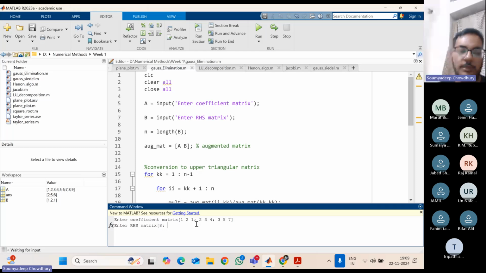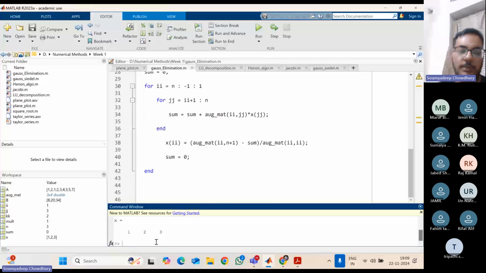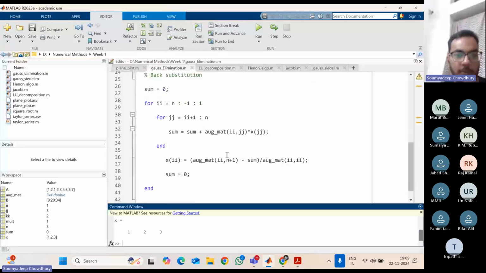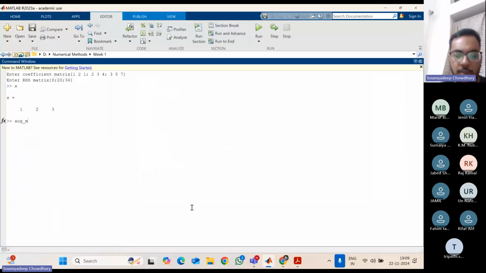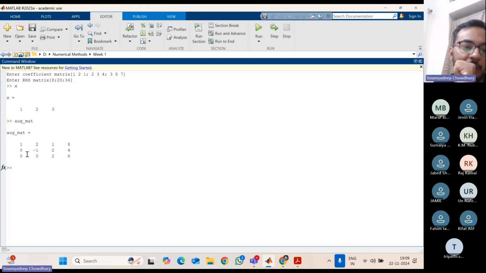So now this is done. If you click X here, see the value of X is 1, 2, and 3, which we had obtained using the Gaussian elimination. Just for your clarity, I'll display the augmented matrix here also. See your augment here: 1 2 1 8, 0 minus 1 2 4, 0 0 2 6. So this is an upper triangular matrix because the elements below the principal diagonal are always 0.